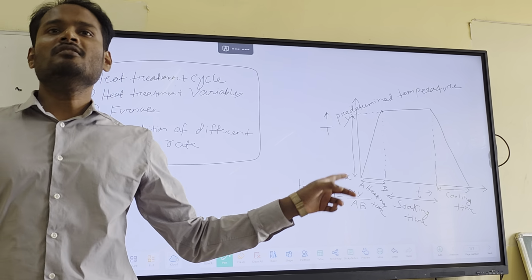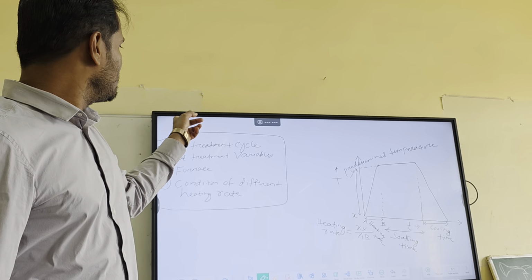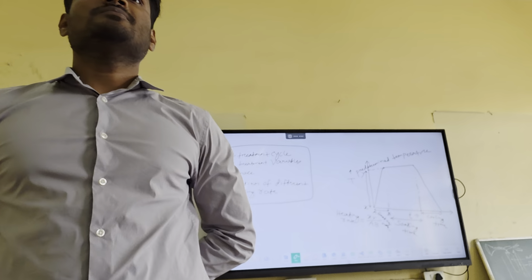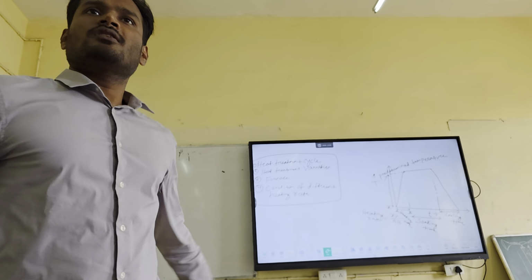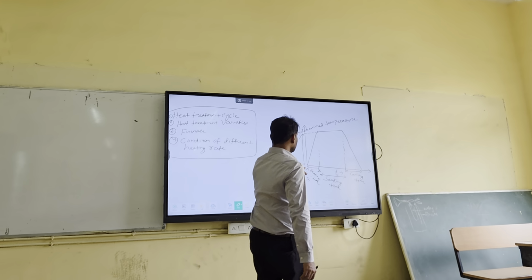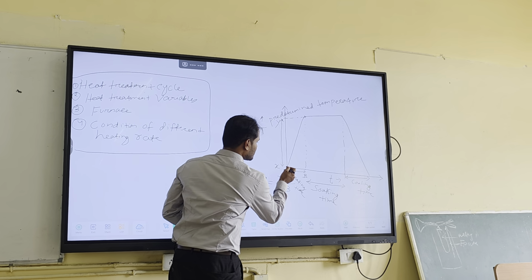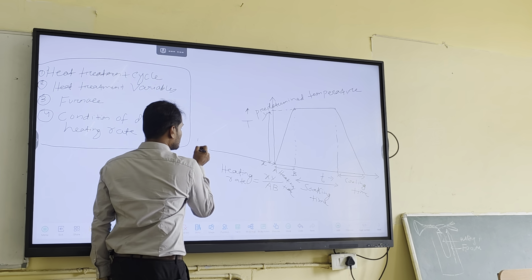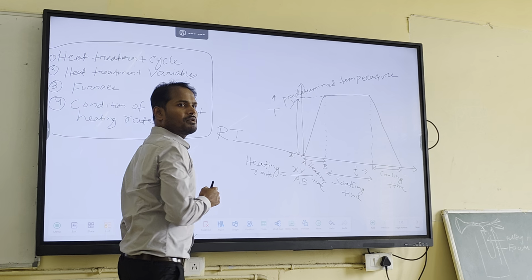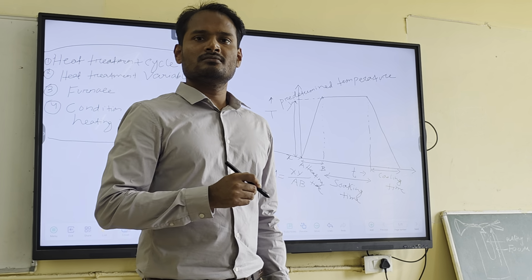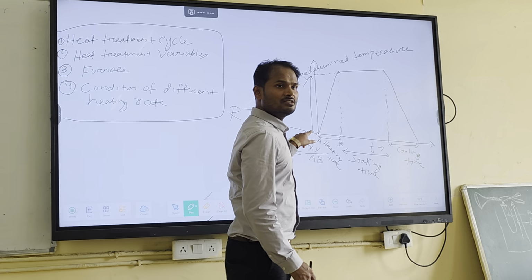A simplified plot of a simplified heat treatment cycle you can see. The first one is, you remember? This is what exactly? This is room temperature. So this is room temperature.